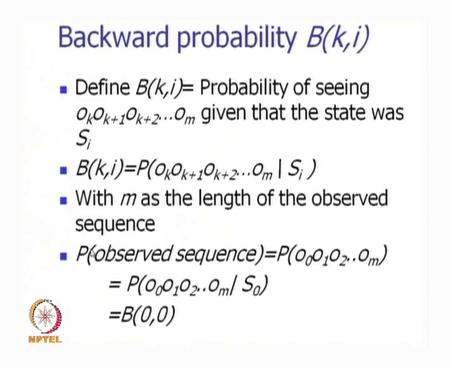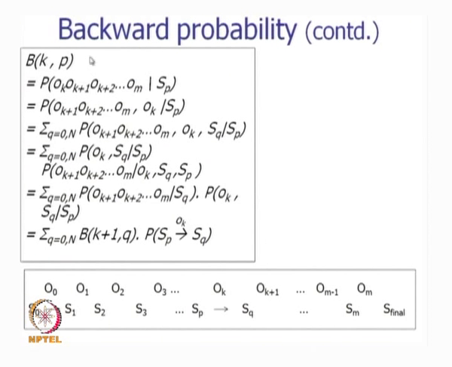So, from this definition it is clear that the probability of the observed sequence is nothing but the probability of the observed sequence given the initial state S 0. So, this is nothing but B 0 comma 0. The first 0 is the starting index of the sequence we will observe until the end, and the second 0 is the state in which the machine is before this observation sequence is seen. So, again we have a recursive way of computing B k comma p, where k is any index within the observation sequence, and we can recursively compute this.